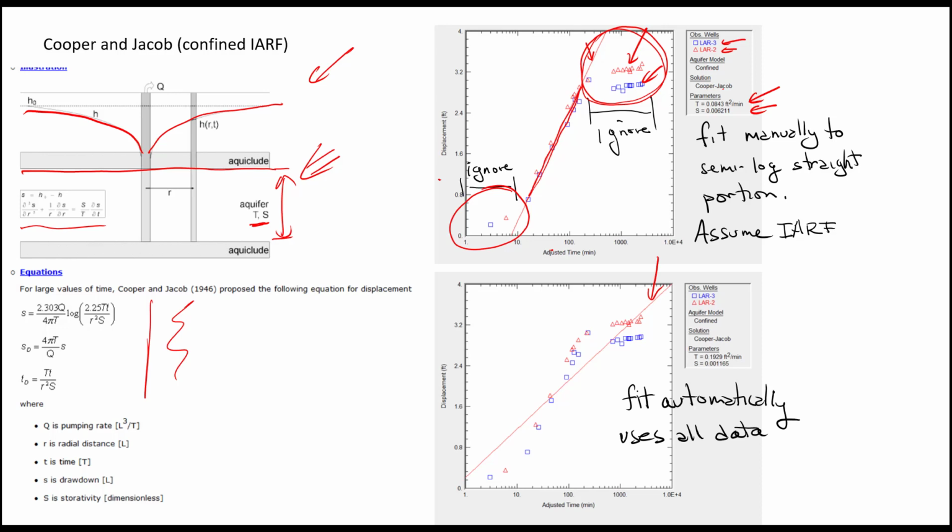But it would not be really a correct interpretation, because we're assuming that the Cooper and Jacob is really only applicable to a certain part of the data set, this semilog straight line part. So fitting it to the whole data set is just not going to be appropriate. And that's a really important thing to keep in mind as you use software like this to interpret pumping tests, that you need to understand what the assumptions are for the various analyses and what part of your data are applicable to those assumptions.